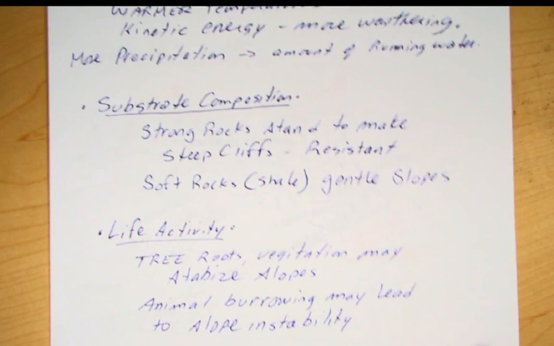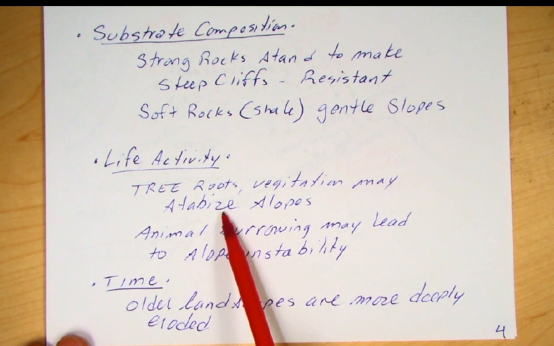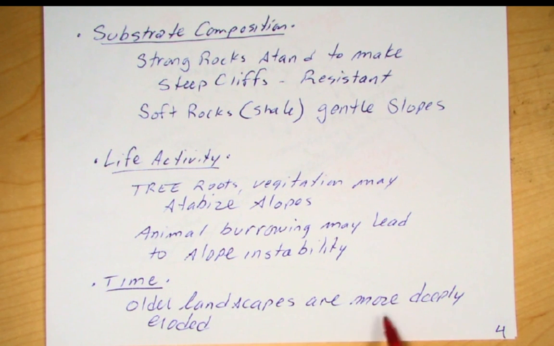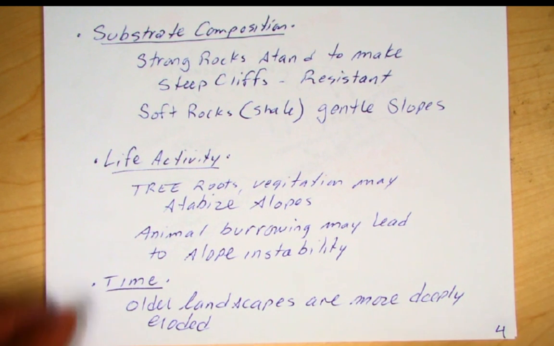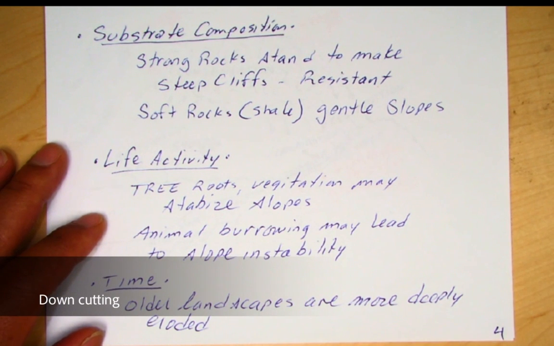And then in terms of life activity, plant root action, vegetation, that helps stabilize slopes, whereas animal burrows and digging through the sediment will lead to slope instability. And the next topic here is older landscapes are more deeply eroded, right? So a young creek over time will develop a steeper profile. It'll cut into its bed. And when we start talking about streams and stream evolution, we'll talk about the process called downcutting.